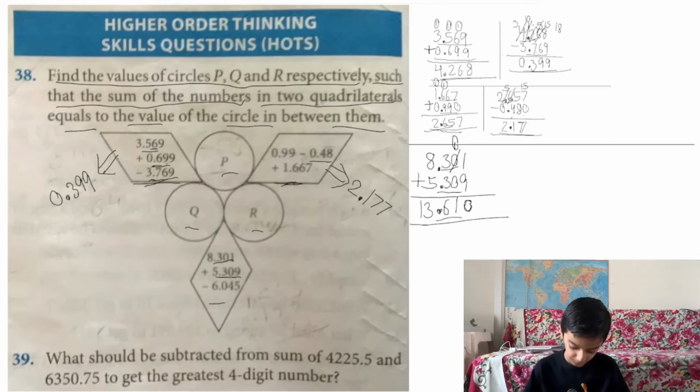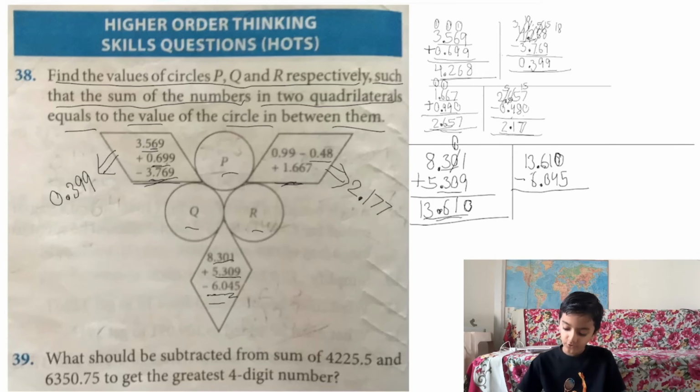Now we will subtract this 6.045 from 13.610. Let's subtract. So here we cannot do 0 minus 5, so we'll borrow from the next digit. So 10 minus 5 is equal to 5. We cannot do 0 minus 4, so we'll borrow from the next digit. 10 minus 4 is equal to 6. 5 minus 0 is equal to 5.